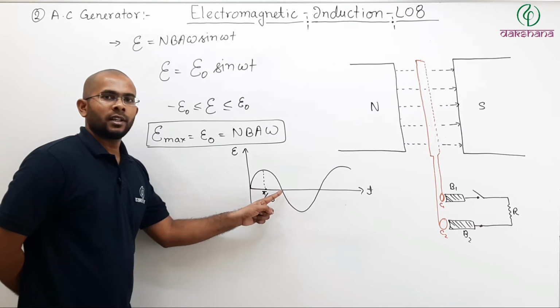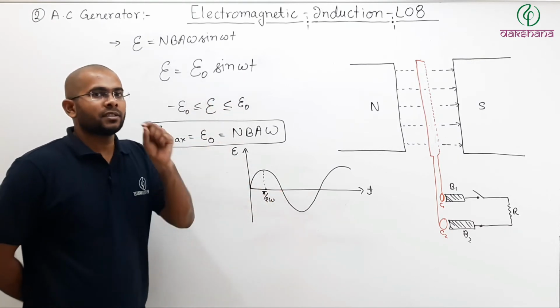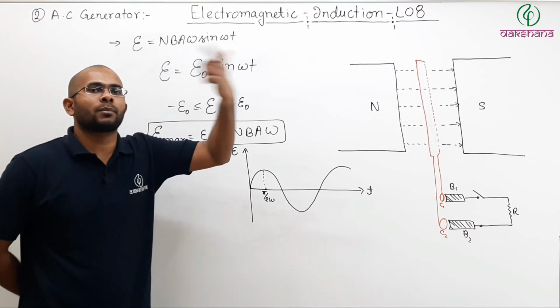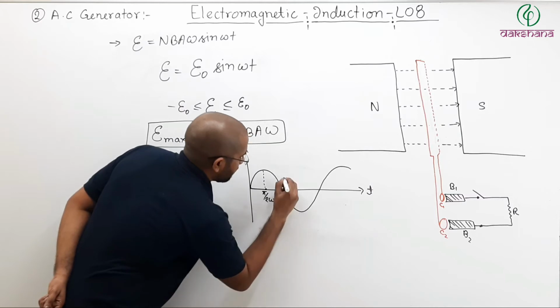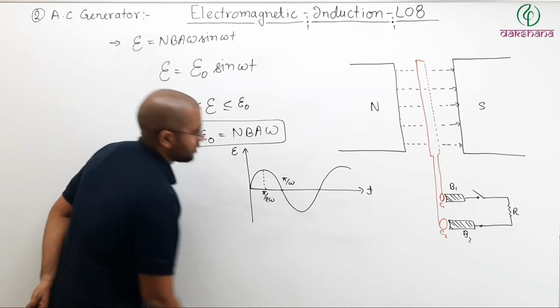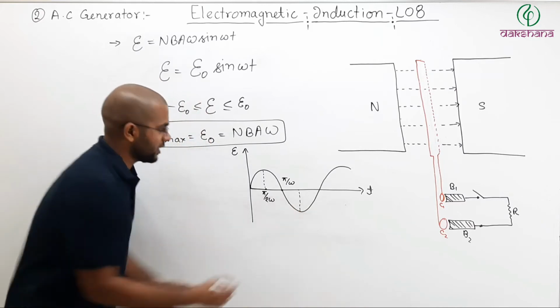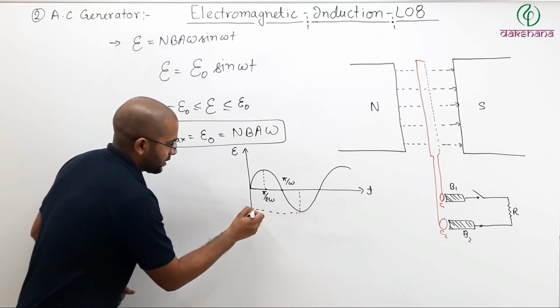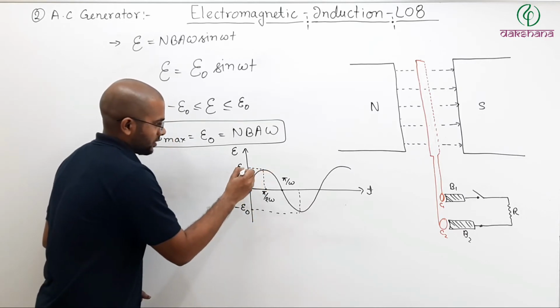What about this point? This point is when sine is 0 again. So sine is 0 again for what angle? For pi radian. So this will be pi by omega. Same way you can find this. At this point sine is -1. So this is minus E naught and this is plus E naught.